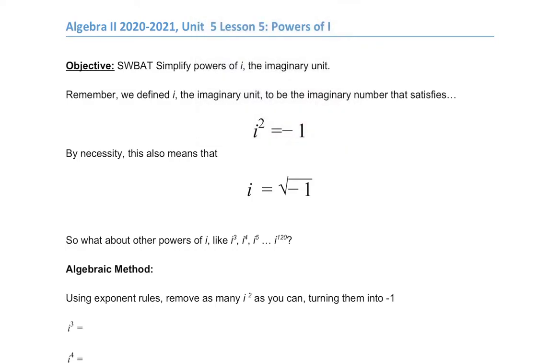The implication of that we've mostly used is that if you took the square root of both sides, you're allowed to do anything to an equation as long as you do it to both sides, you get i is equal to the square root of -1. So we know what i is, and we know what i squared is. But what about i to the third, i to the fourth, i to the fifth, i to the 120th?